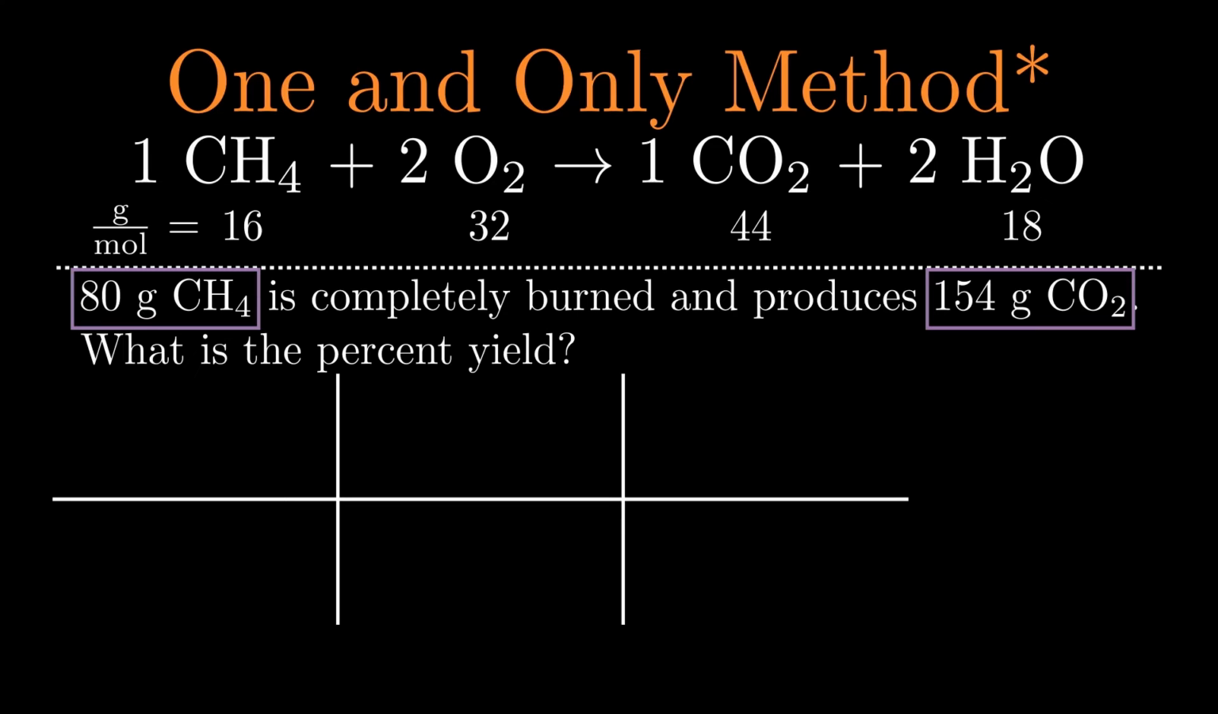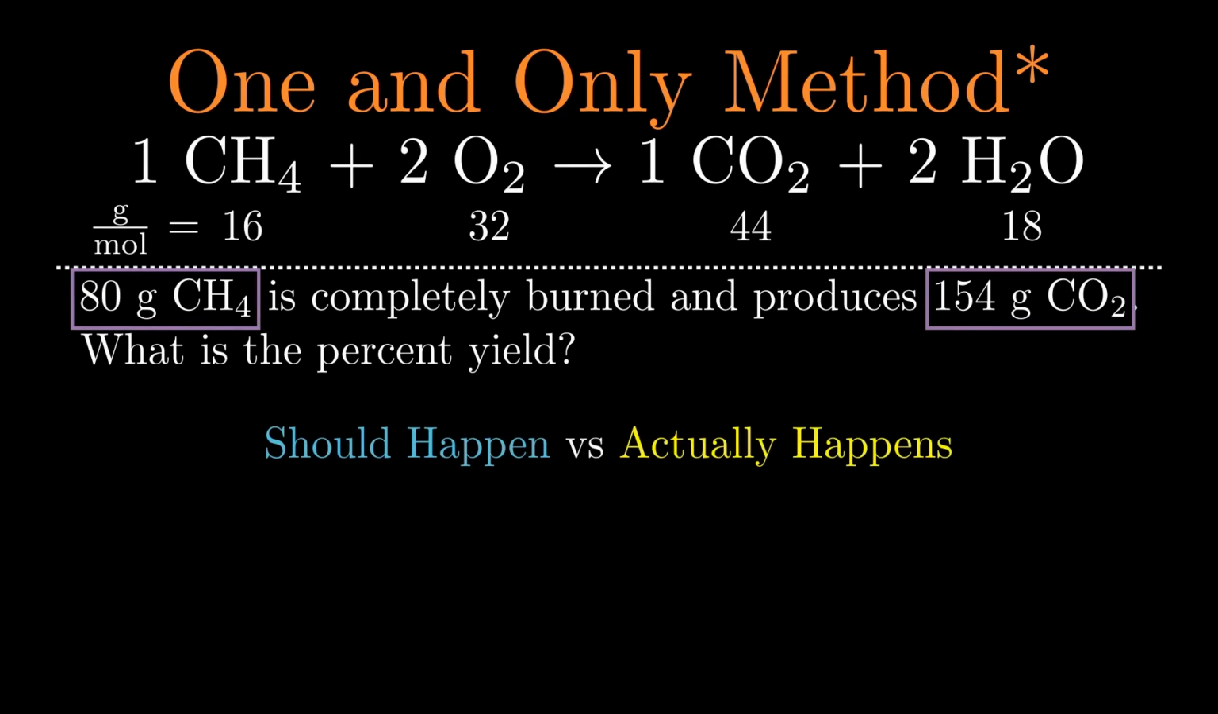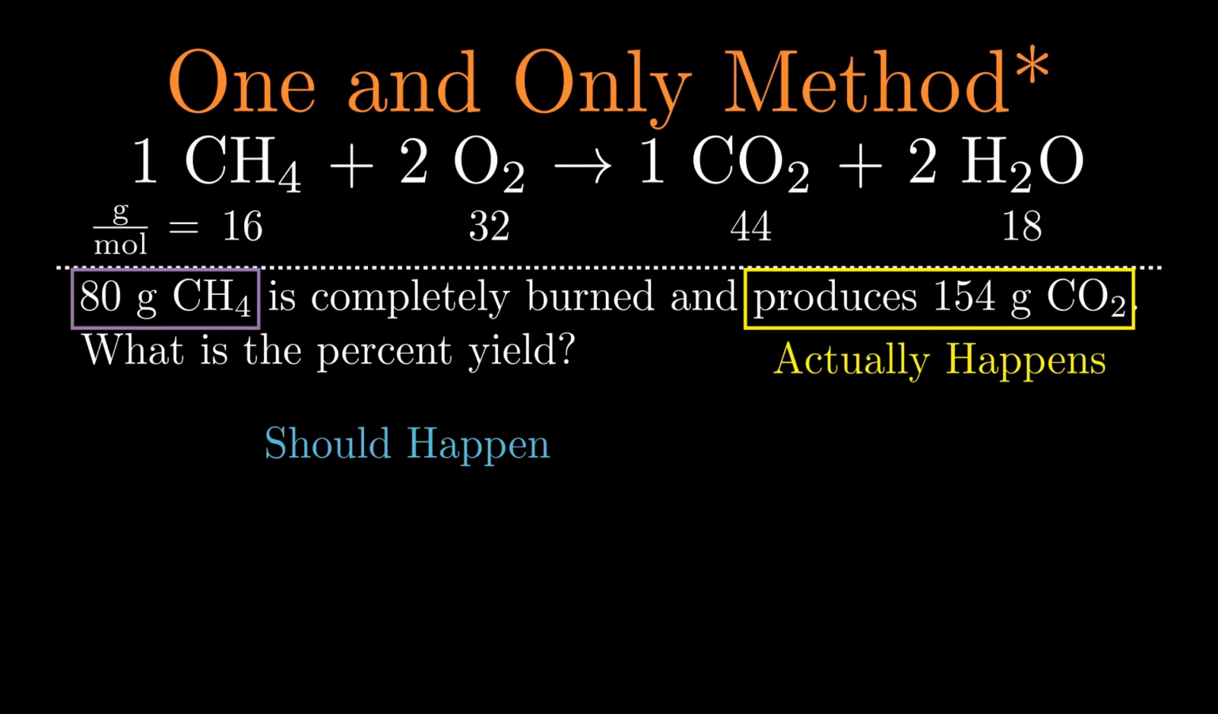You might already know, but if not, we need to know two things to ultimately answer this question: what should happen and what actually happens. The wording of the question tells us in no uncertain terms what actually happens. The reaction produces 154 grams of CO2. This is the actual yield.